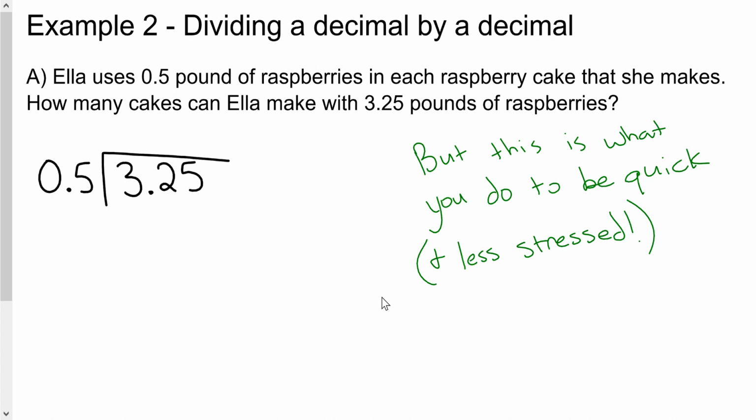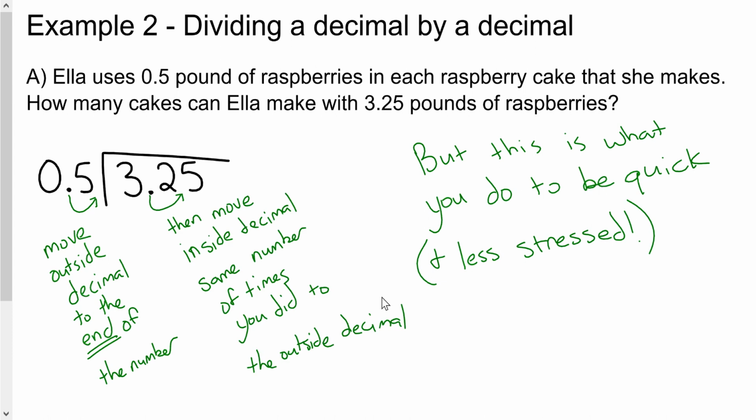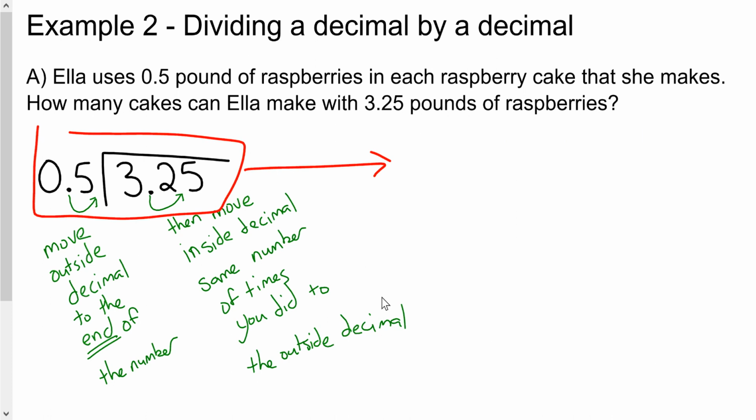Take a look at the outside number, the 0.5. Just move the decimal all the way to the end of the number. Not kind of to the end, all the way to the end. I don't care how many places you have to move, but then just look and see how many times you moved it. In this case, we moved it once to the right. So go do that to the inside number. Move that once to the right. And then you can see what's happening here is that really that 0.5, we made it into a 5, and the 3.25, we made it into 32.5. And now we're back to familiar territory. We have no decimal in the outside number.